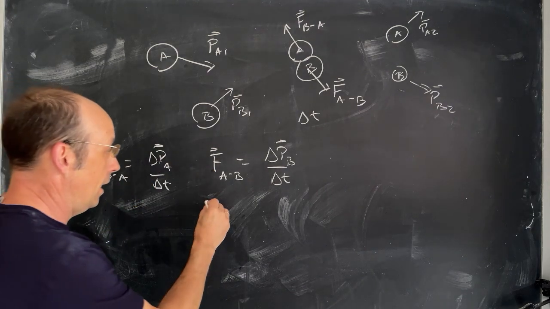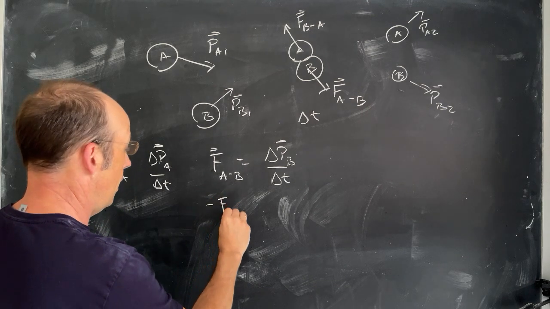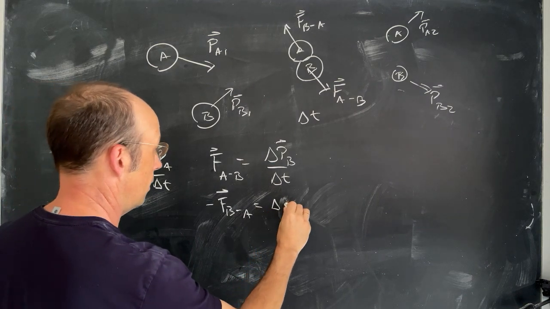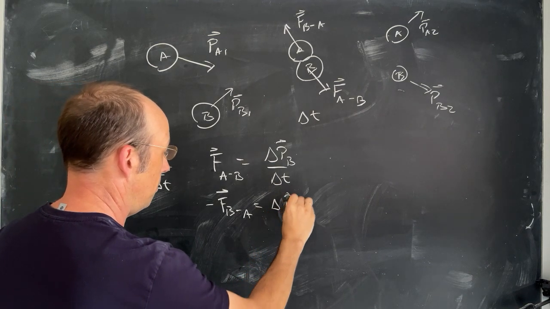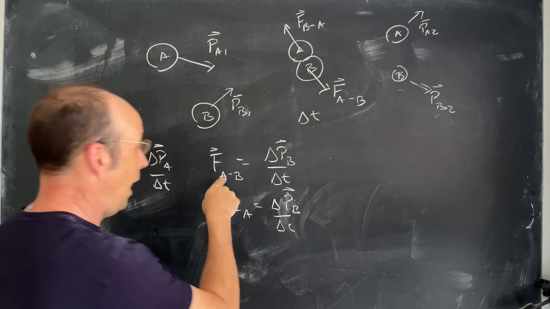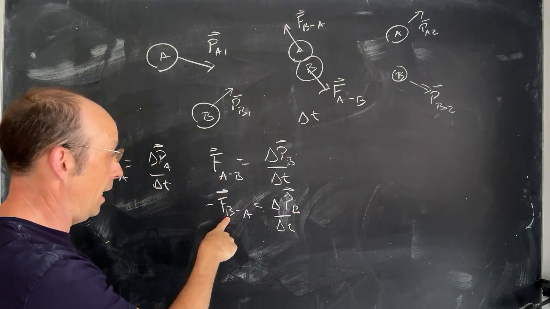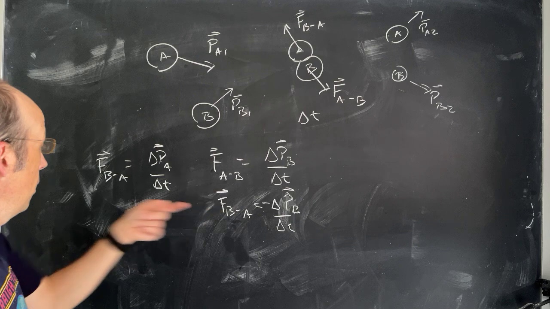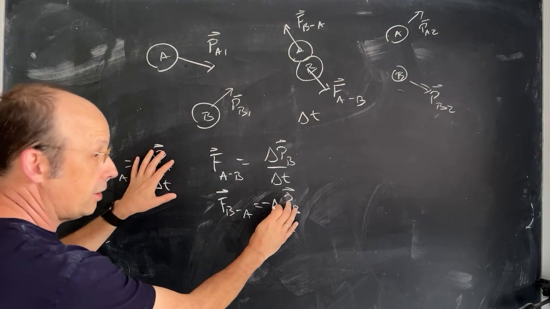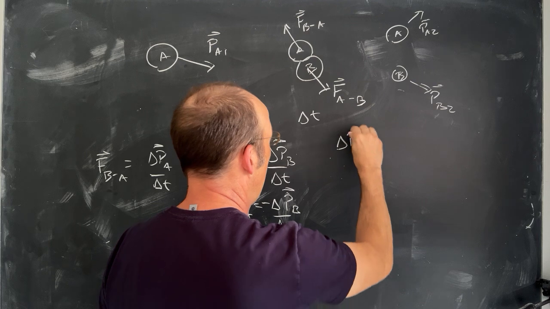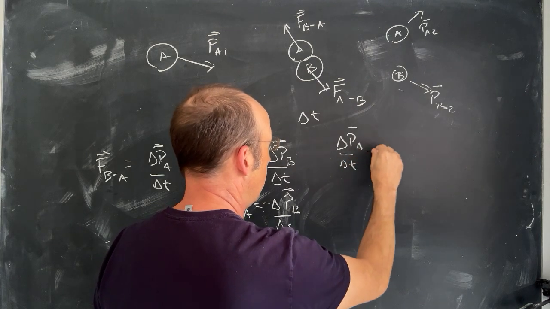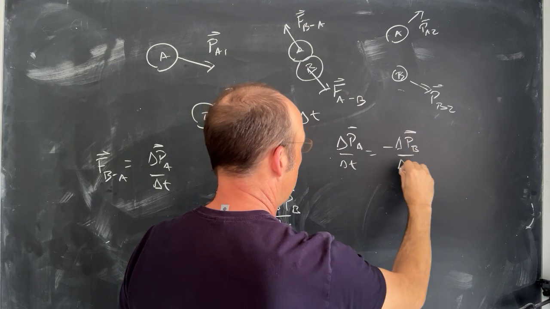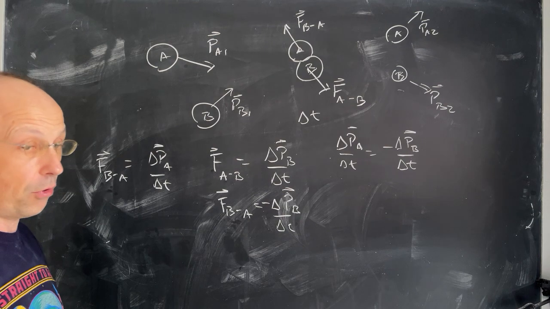So I could say negative FBA is equal to delta PB over delta T, right? I just replaced FAB with negative FBA. Now I'm going to multiply both sides by negative, so this becomes positive and that becomes negative. Now, boom, boom. These two are the same, so these two have to be the same. So I can say delta PA over delta T is negative delta PB over delta T.